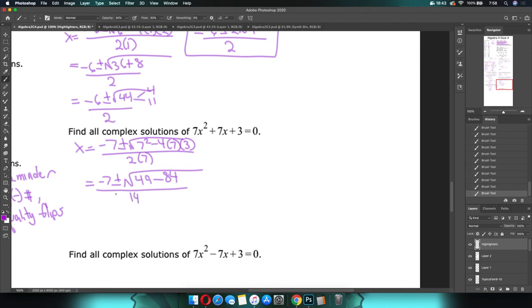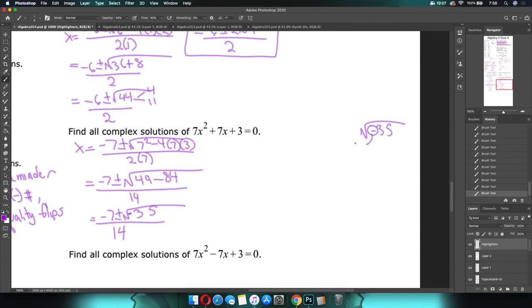Over 14. What is 84 minus 49? I can't do that and write at the same time. 84 minus 49. Negative 35. And there's the problem. That darn negative. So what happens is when you have... Let me pull this off to the side because I haven't done a video on this yet and I want to make sure everyone is on the same page.